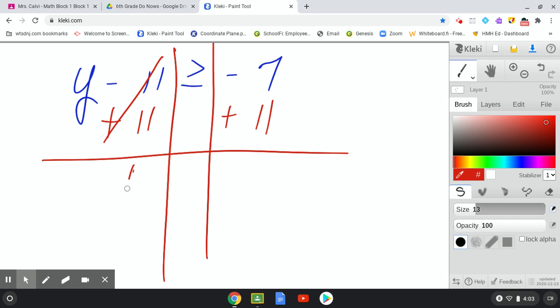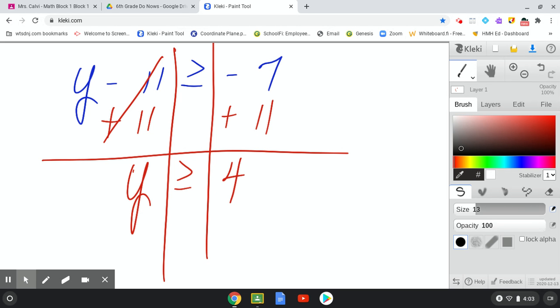My 11s on the left cancel. I drop down my y, drop down my greater than or equal to sign. Here I have -7 and +11. My signs are different. I'm going to subtract, take the sign of the bigger number. My 11 is larger, and that is associated with a positive, so I know my answer here is going to be positive. 11 minus 7 is equal to 4. So here, y is greater than or equal to 4.